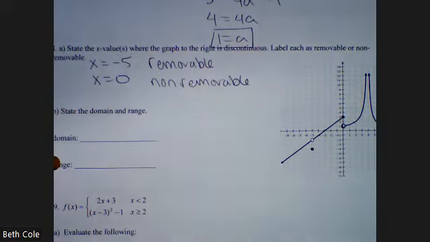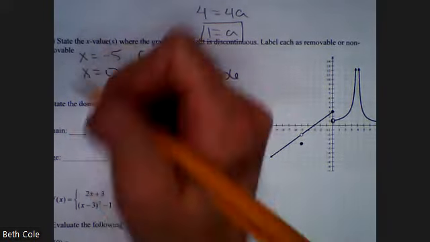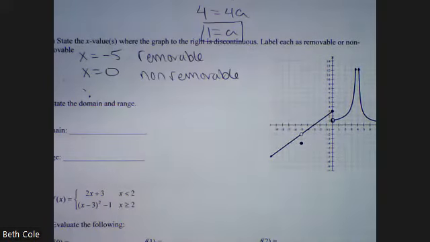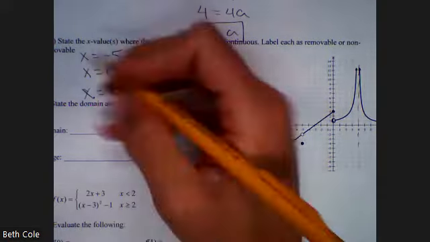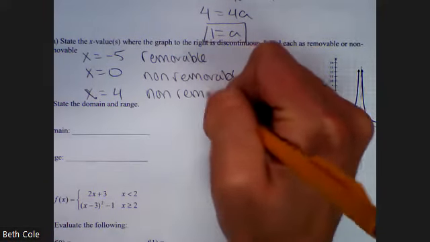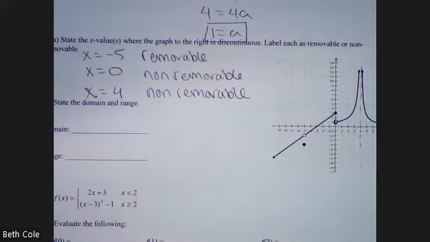Yep. All right, and then where's the last one? X equals 4. It's invisible, but what have we got going on at 4? Asymptotes. So that is also non-removable. You can't reconnect that. And then we're just going to state the domain and range. Yeah, there's going to be a lot of unions in this.